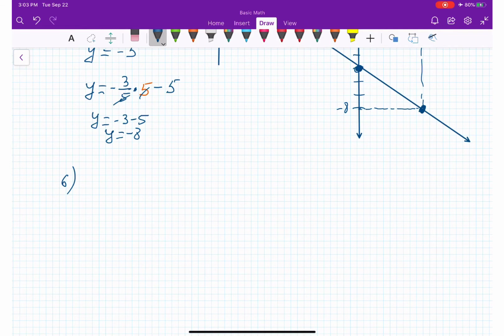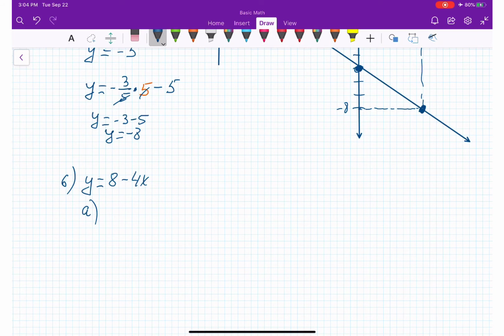So for the equation y is equal to 8 minus 4x, answer the following. Find the x-intercept. What was the x-intercept? Do you remember?